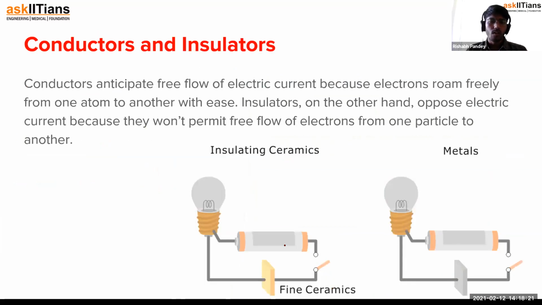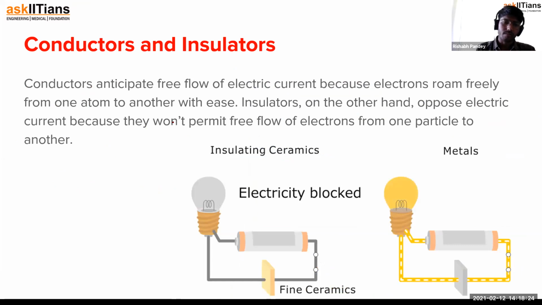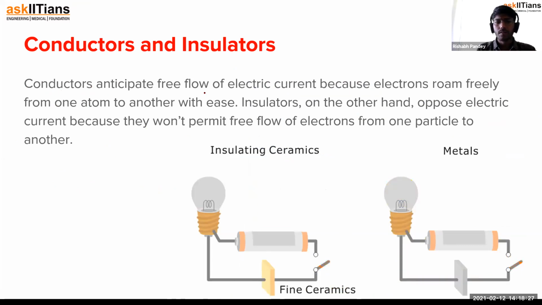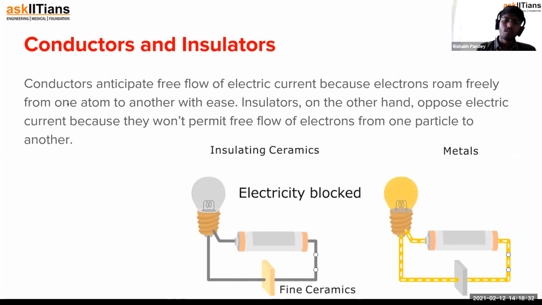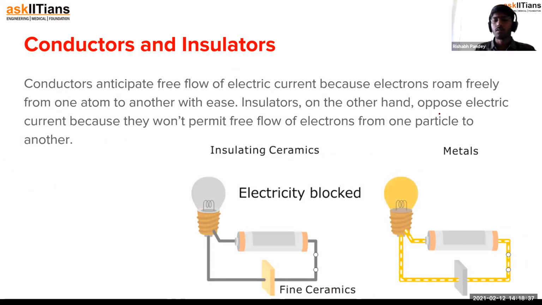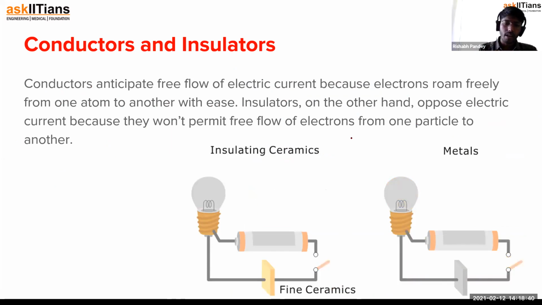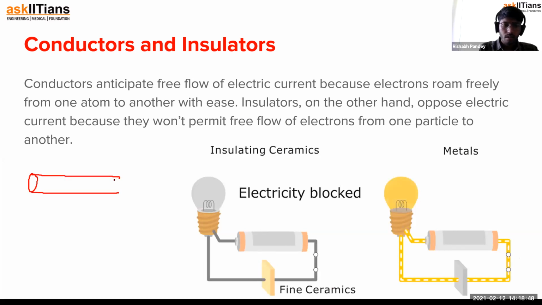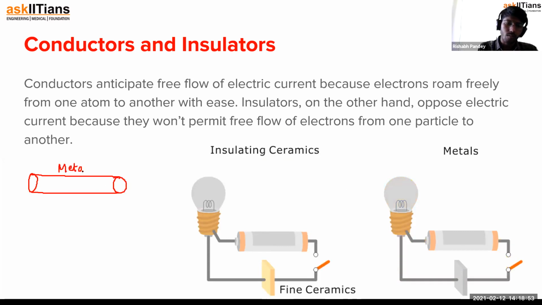Right. Moving on, the next is conductors and insulators. Conductors permit free flow of electric current because electrons roam freely from one atom to another with ease. Insulators, on the other hand, oppose electric current because they won't permit free flow of electrons from one particle to another. Let's say that I have these two materials. This is the first material, a metal wire or metal plate.